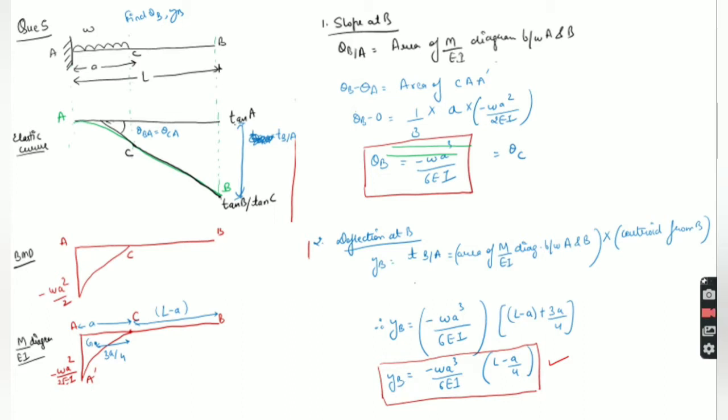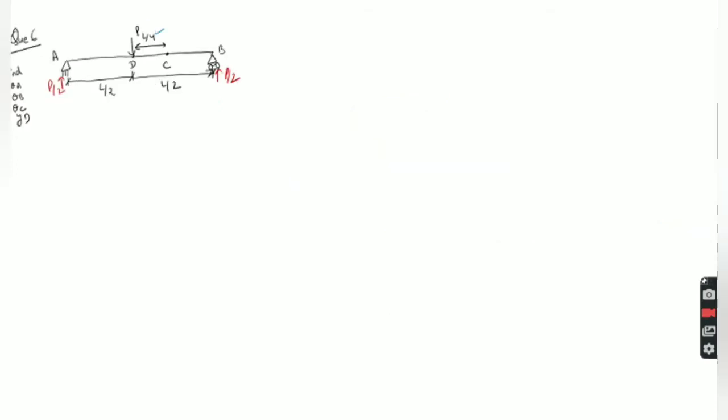Now we will take the next question. Till now we have studied only cantilever beams. Now we will take the case of a simply supported beam, which is acted upon by a point load acting at its center, right? So how do we calculate its slope and deflection?